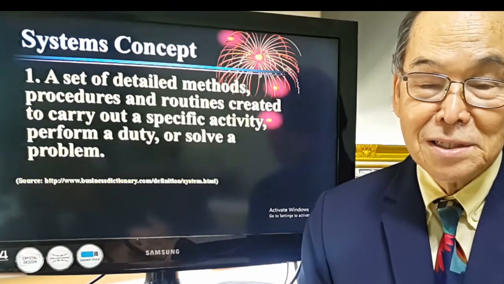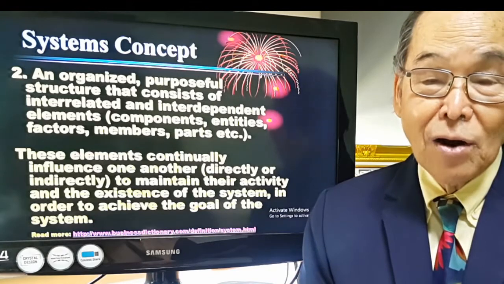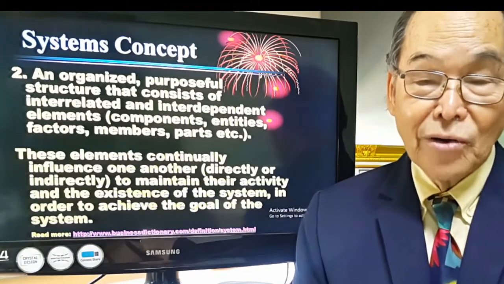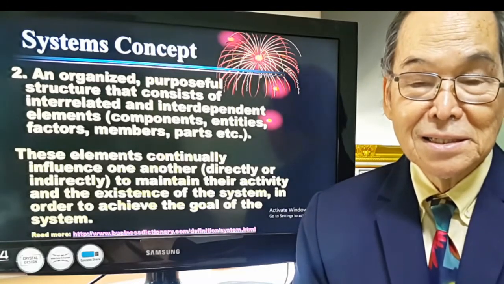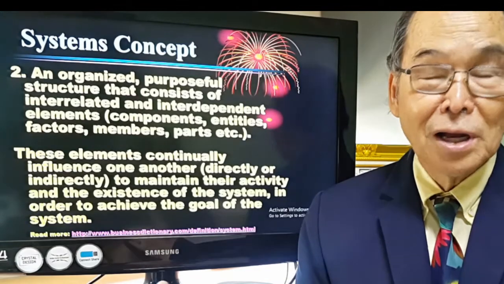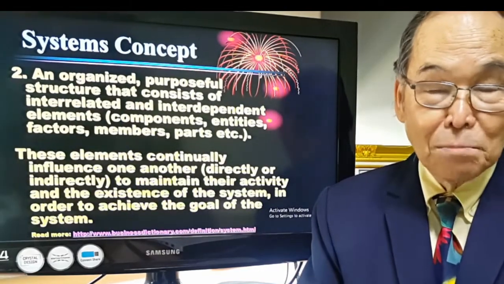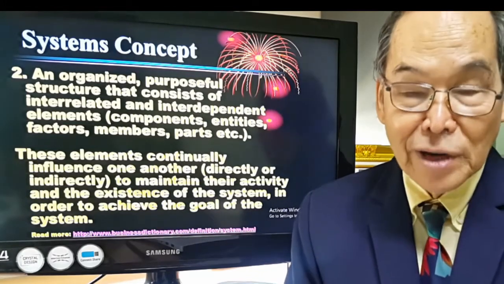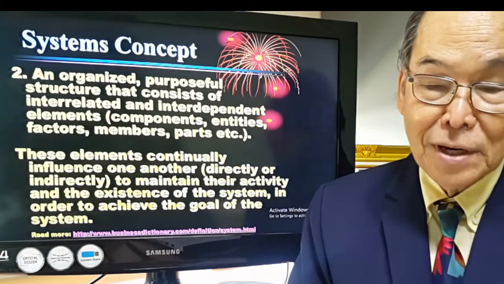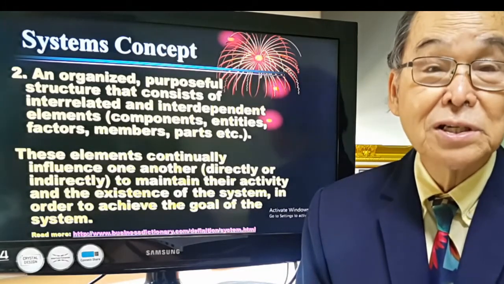Okay, this is a definition from businessdictionary.com. Or second one, system is an organized, purposeful structure that consists of interrelated and interdependent elements, which in this course we will call components, entities, factors, members, parts, and so forth. So it's an organized, purposeful structure. These components or these elements continually influence one another directly or indirectly to maintain their activities and the existence of the system in order to achieve the goal of the system.